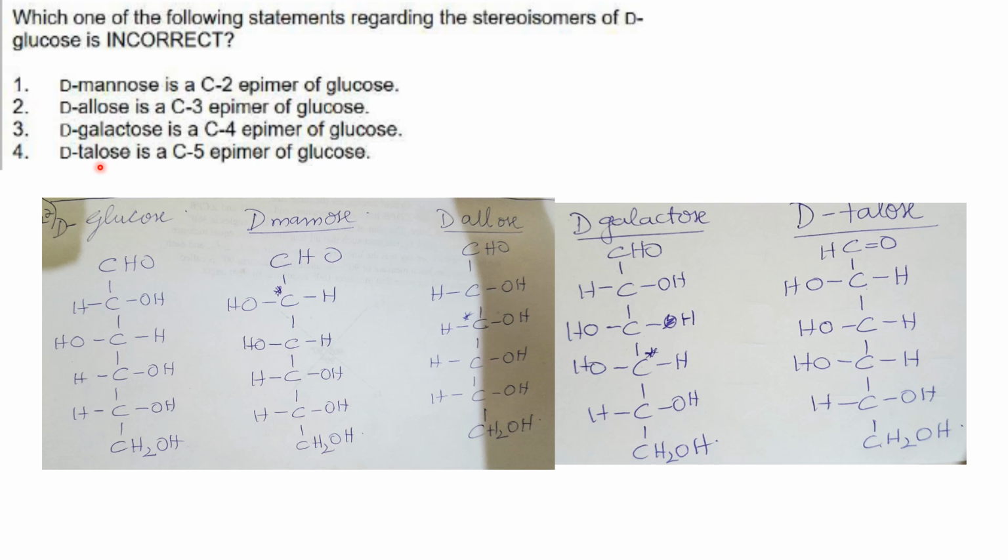D-talose is a C5 epimer of glucose. That is not correct. It is a diastereoisomer of glucose. Now what are diastereoisomers? They have the same molecular formula and sequence of bonded atoms, but they are not mirror images and not superimposable. If you see the figure of D-talose here and D-glucose here, you can see that they are not superimposable, and they are not even mirror images. But they have the same molecular formula and sequence of bonded elements.